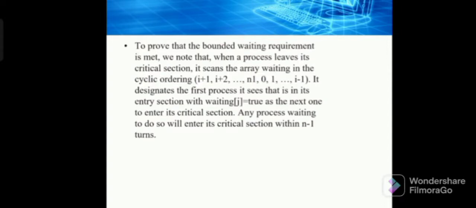To prove that the bounded waiting requirement is met, we note that when a process leaves its critical section, it scans the array waiting in the cyclic ordering, that is i plus 1, i plus 2, and so on. It designates the first process it sees that is in its entry section with waiting equal to true as the next one to enter its critical section. Any process waiting to do so will enter its critical section within n minus 1 turns.